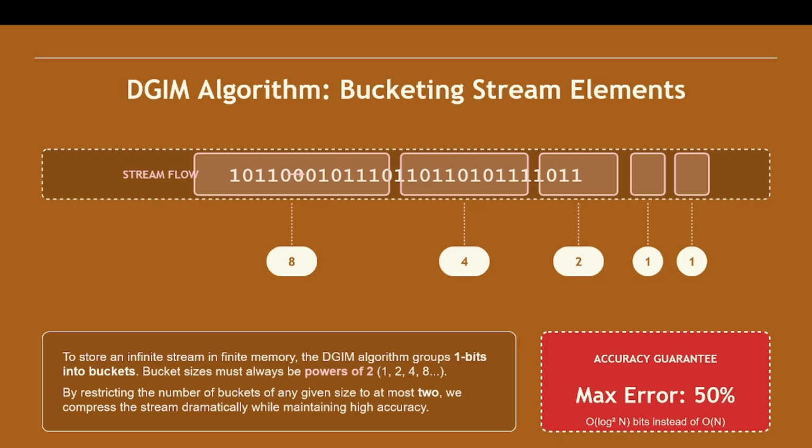Because the final oldest bucket is just a massive block, we don't know exactly where the ones fall inside it, which means the DGIM algorithm guarantees a maximum error of 50% of that final bucket. So we trade perfect precision for the ability to actually survive an infinite stream without crashing our servers.